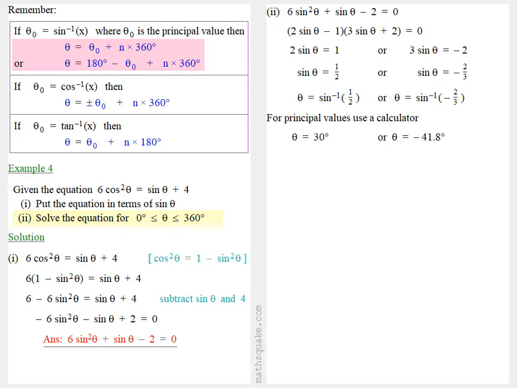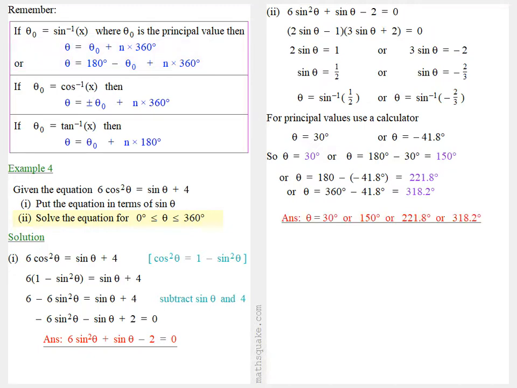Now if the principal value is 30 degrees, that means theta could also be 180 minus 30 degrees, which is 150 degrees. If the principal value is minus 41.8 degrees, then theta could equal 180 take away minus 41.8 degrees, which is 221.8 degrees, or theta could equal 360 take away 41.8 degrees, which is 318.2 degrees. So we have four possible solutions.